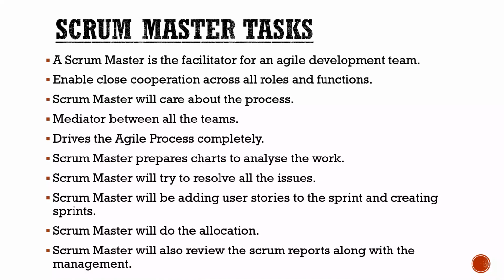And the scrum master cares about the process: how the process is going, how we are developing, in what phase we are developing the software, whether we are fast or slow, and whether we have any discrepancies. Everything is monitored and taken care of by the scrum master. He is also a mediator between all teams. The product owner, as we saw, is a mediator between the company and the team, while the scrum master is a mediator between all the teams, like the development team and testing team. And the scrum master is the person who drives the complete agile process.